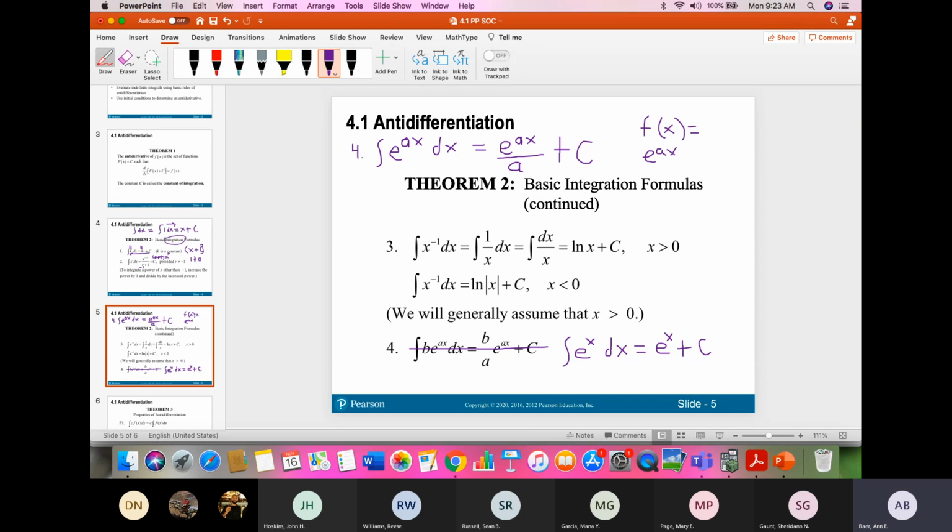And now I want to find its derivative, f prime. So what is that equal to? That's equal to e to the ax times a, right? So that's equal to e to the ax times the coefficient there, times a.